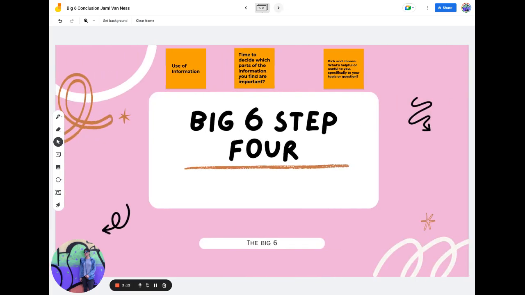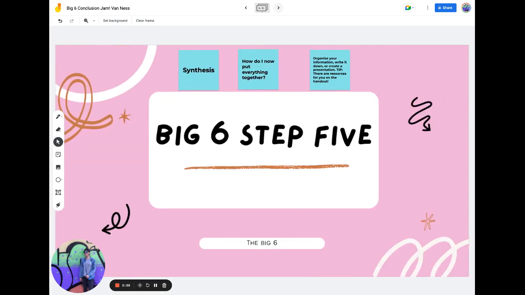Step 4 is the use of information. So this is where you engage with the information and you extract the relevant data. It's time to decide which parts of the information you find are important. So you're picking and choosing. You really want to see what's helpful and useful to you, that's specific to your topic, and specific to your question.